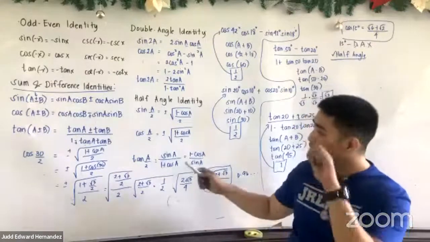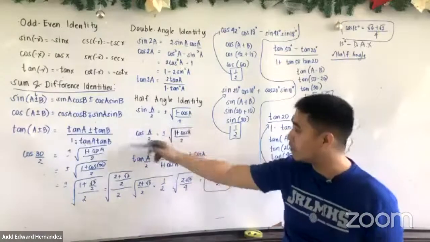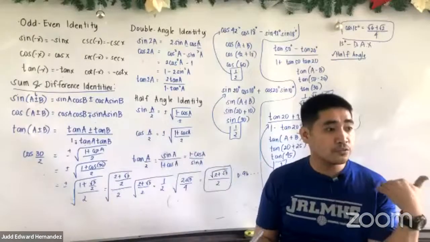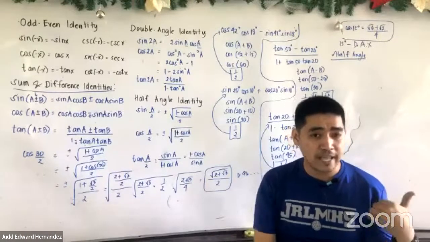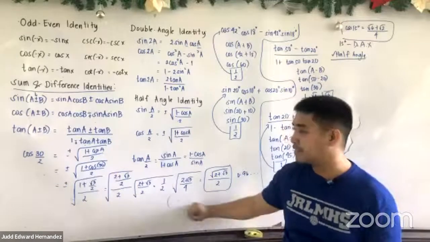Okay, so if you use the cosine or half angle identity to find 15 degrees, whether it is sine, cosine, or tangent, you will still have the same answer.